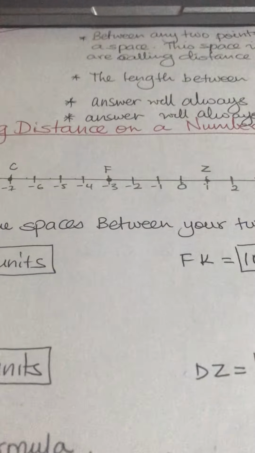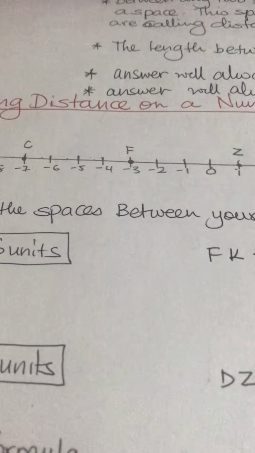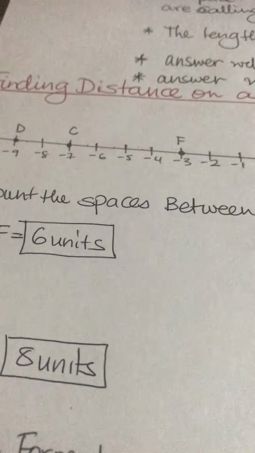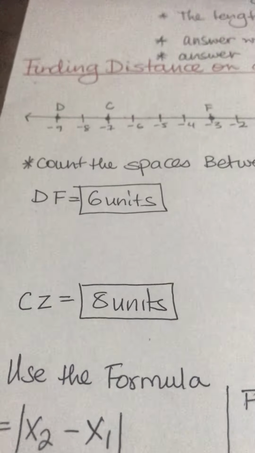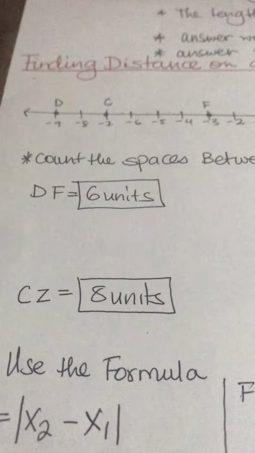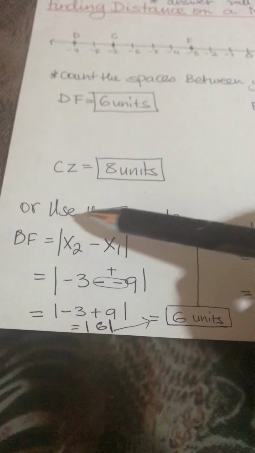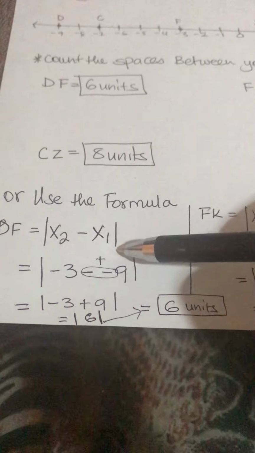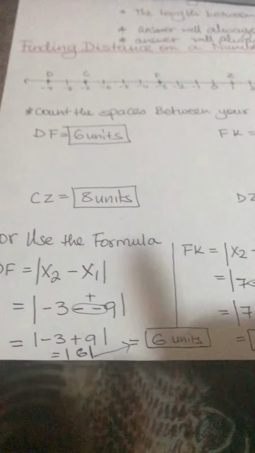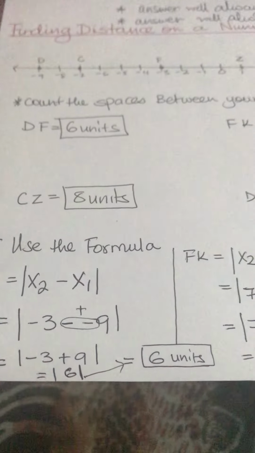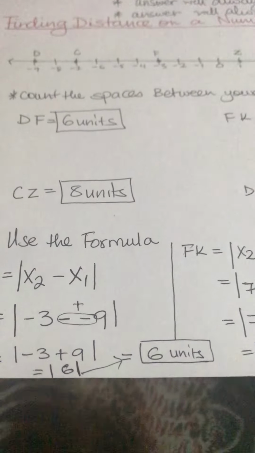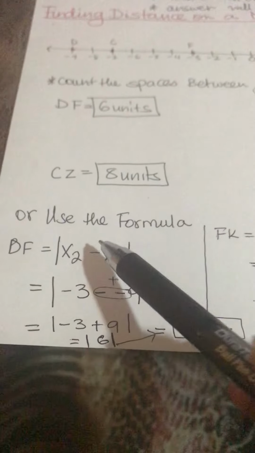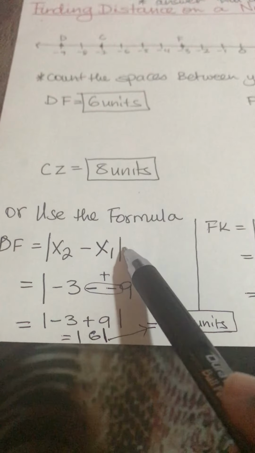Now what happens if you can't count? What if they don't give you a number line? They just told you find the distance between these 2 points on a number line. Then use the formula. x2 minus x1, and then you find the absolute value. Because I told you, absolute value will never be negative. It will always be positive. So the absolute value of x2 minus x1.